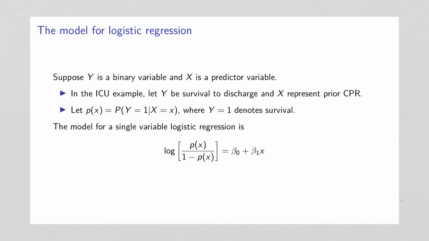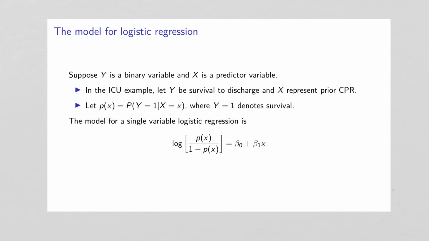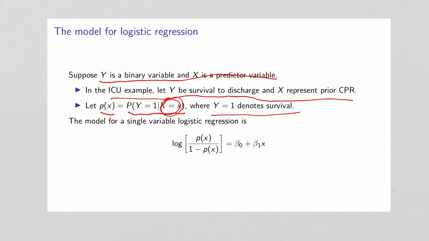So in simple logistic regression, you see that Y is a binary variable and X is a predictor variable. An ICU example: survival to discharge, and CPR. So the probability of X is the probability of surviving given that something, right? Goes back to Bayes' theorem, where Y denotes survival. And so here the log odds, we use the log odds, and I'll explain why in a little bit, this is a line just like the other ones, right?